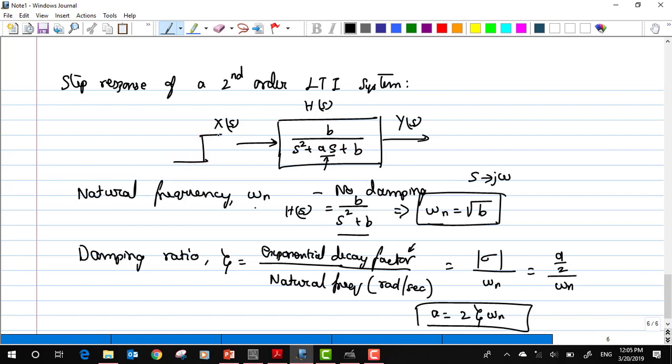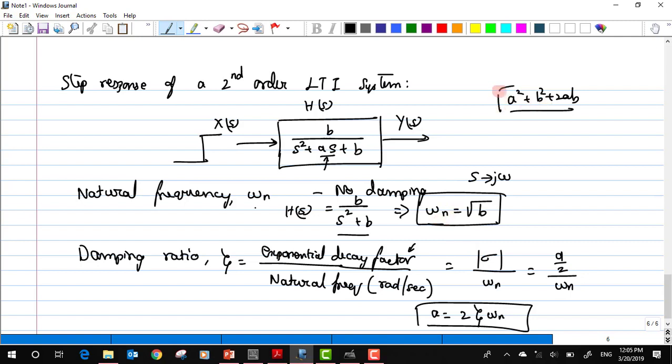Do you have any doubt? I think this is something we generally write as a square plus b square plus 2ab, right? So this is the form that they wanted to get down. We already know that this b is nothing but this omega n square.